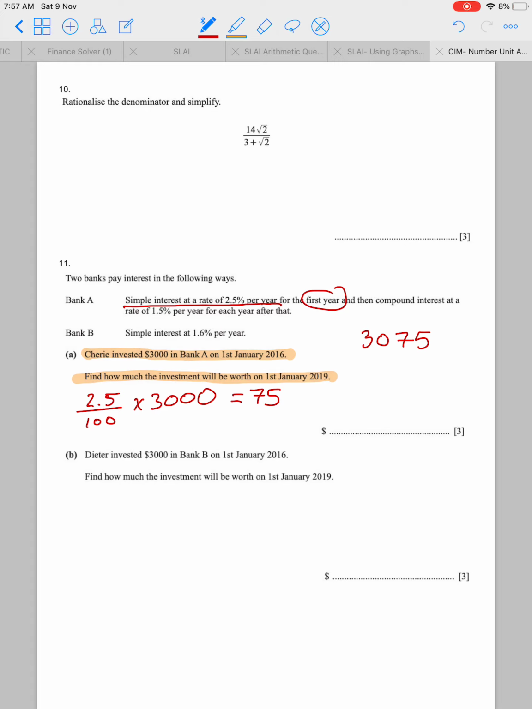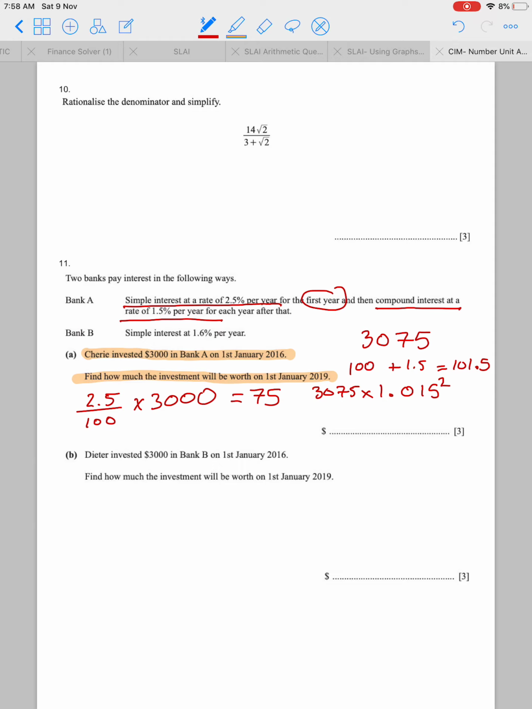Okay, and now there's compound interest at a rate of 1.5% per year. Okay, so 100% plus 1.5% is 101.5. Okay, so if I've got 101.5%, I've got a multiplier of 1.015. Okay, so that's key as well. So now I've got 3,075 and I'm timesing it by 1.015 to the number of years, which is 2.